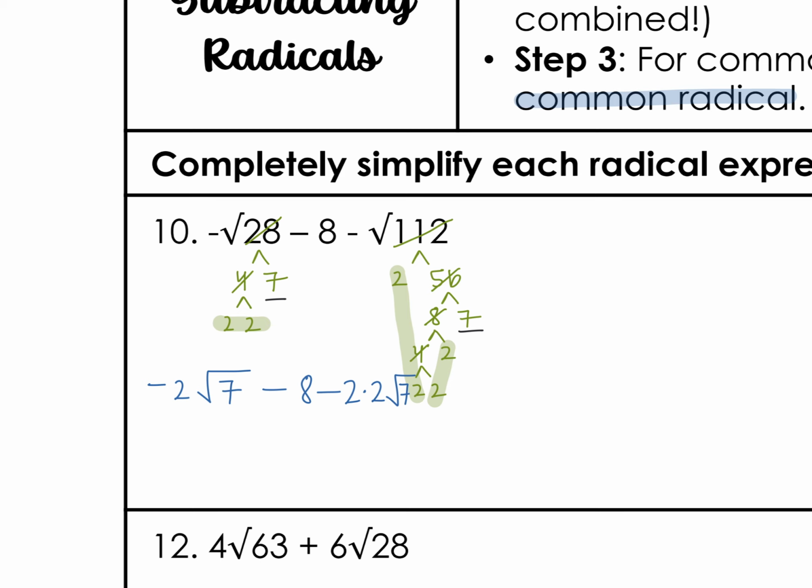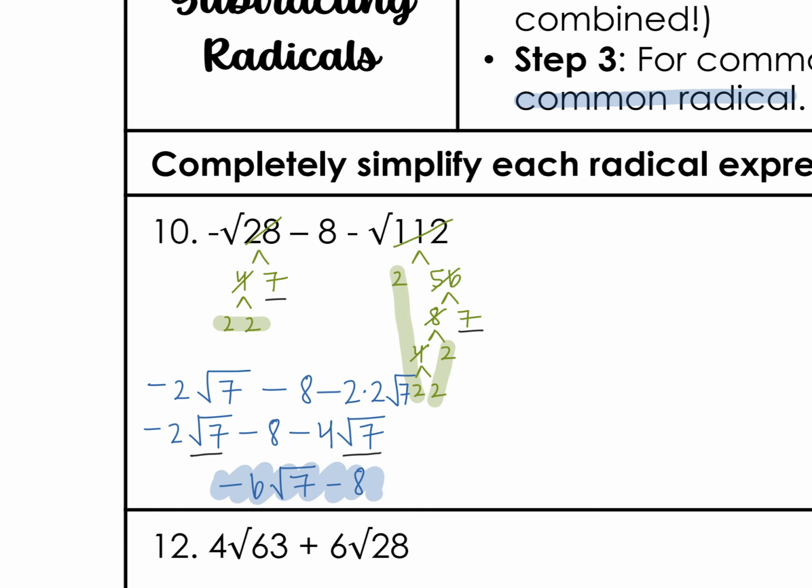But then we can go through and simplify. So we're going to have that -2 root 7 minus 8. And then we'll have that 2 times 2 gives me a 4 root 7. Now, noticing here that we do have that same radical, that square root of 7 here and here, which means you can combine the coefficients. So -2 minus 4 will give me -6 square root 7, and then that minus 8. And that would be your answer for number 10.